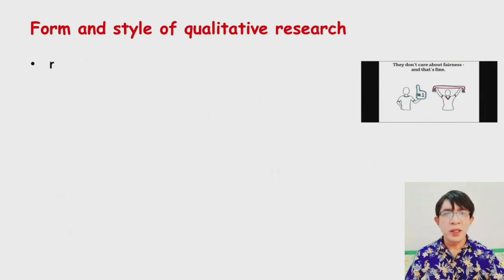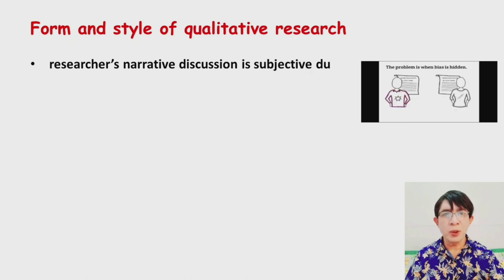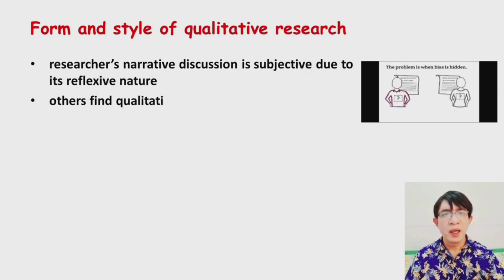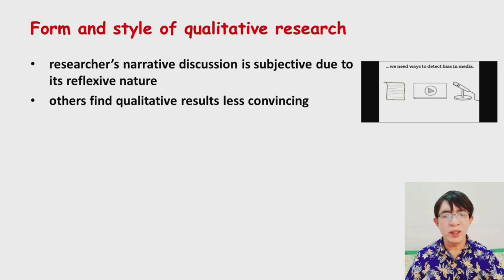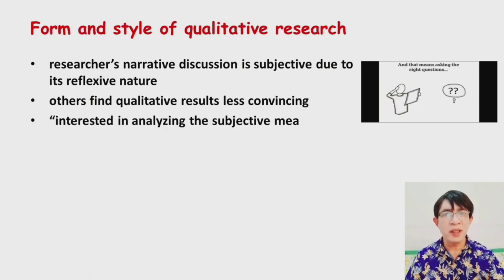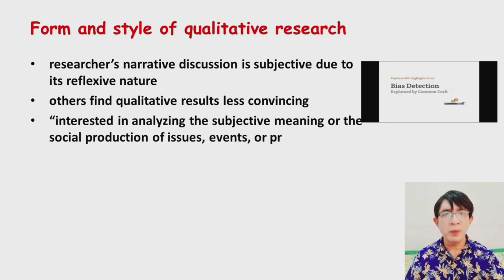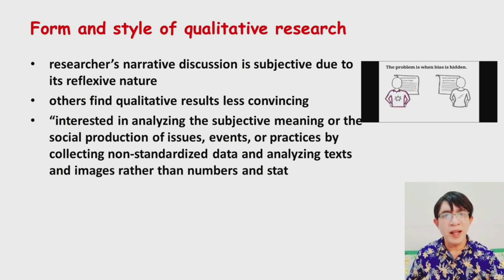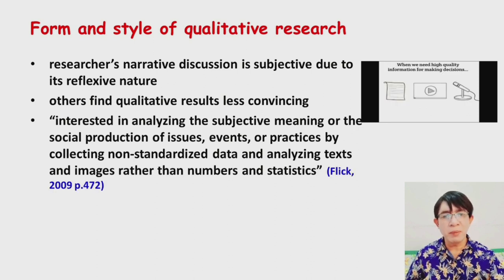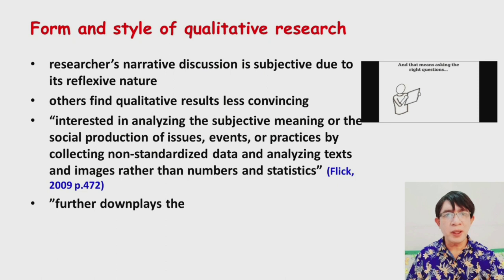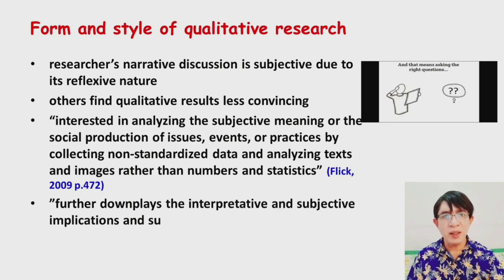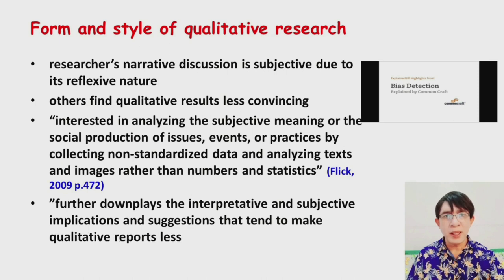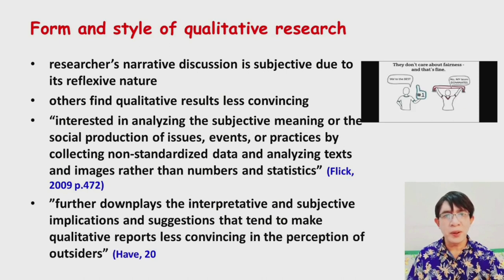In addition, the researcher's narrative discussion is subjective due to its reflexive nature. Hence, others find qualitative results less convincing. Flick says that this type of research is interested in analyzing the subjective meaning or the social production of issues, events, or practices by collecting non-standardized data and analyzing text and images rather than numbers and statistics. This characteristic further downplays the interpretive and subjective implications and suggestions that tend to make qualitative reports less convincing in the perception of outsiders, says Hebb.